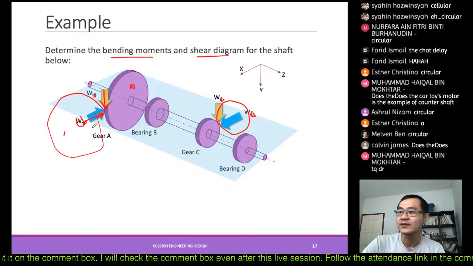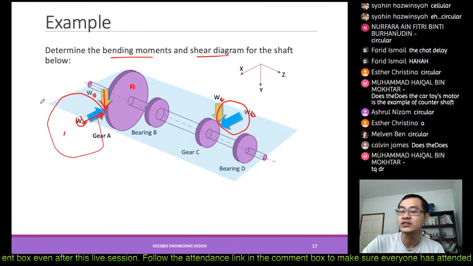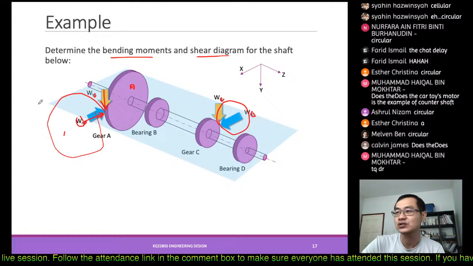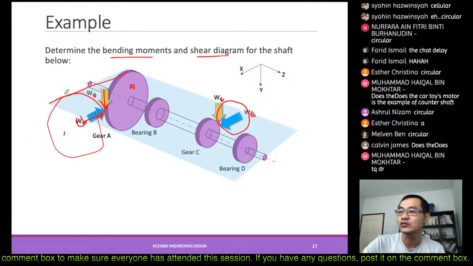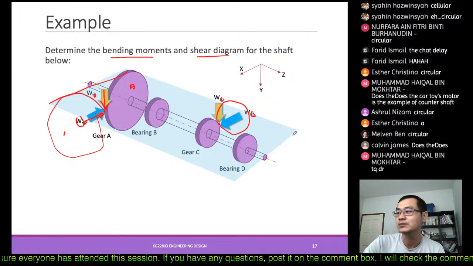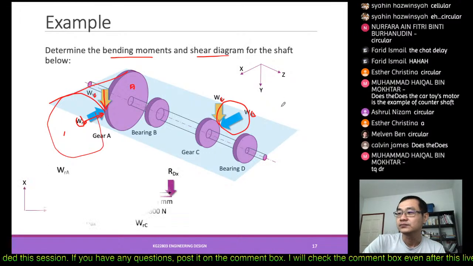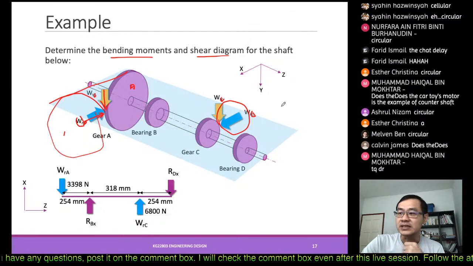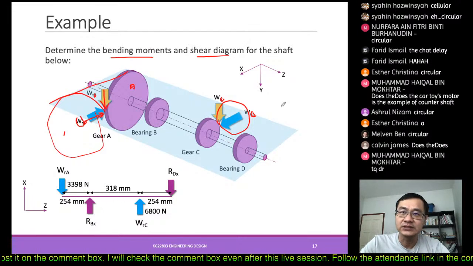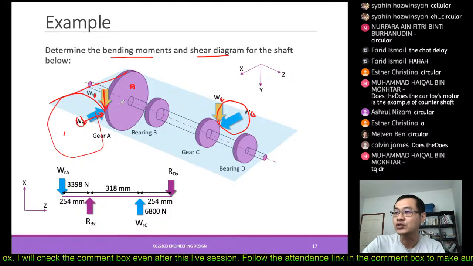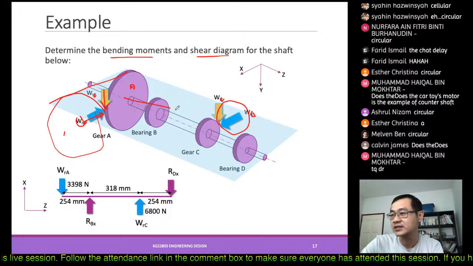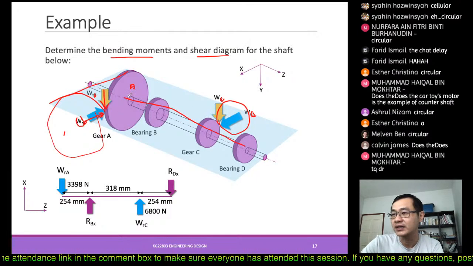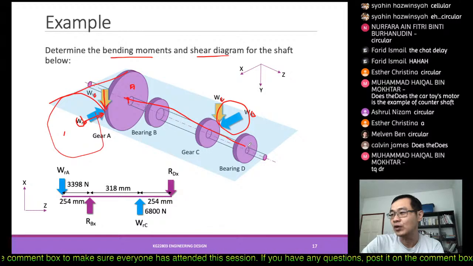Okay, since we have forces in the radial form and the tangential form, first we may want to illustrate how we can draw a bending moment along this blue plane. If we cut it horizontally, this blue plane, we will form this simple free body diagram. We just represent the shaft with a straight line, from point A to point D.